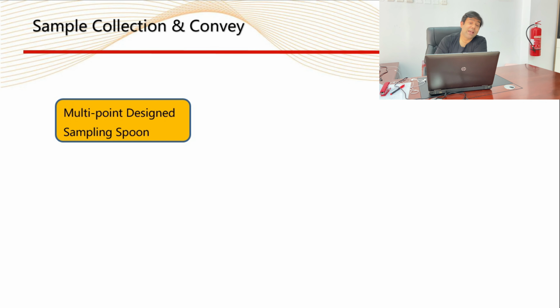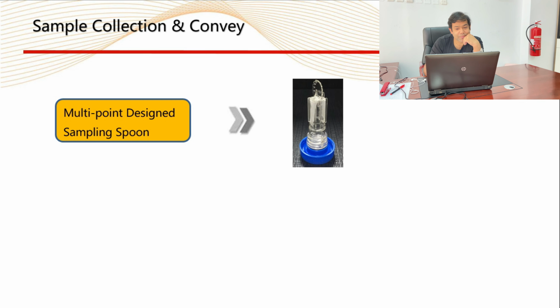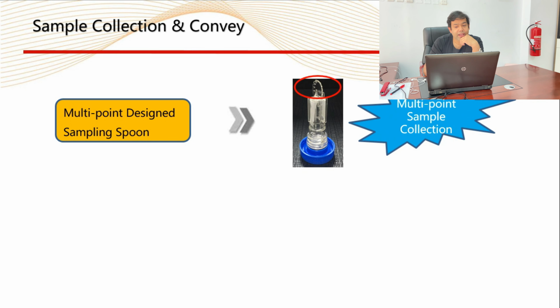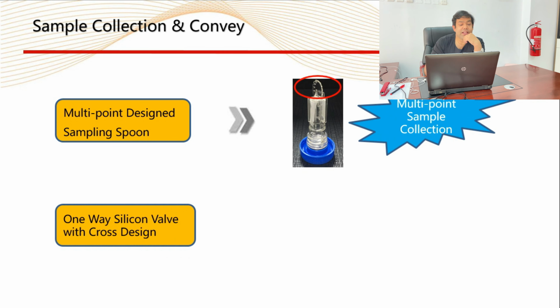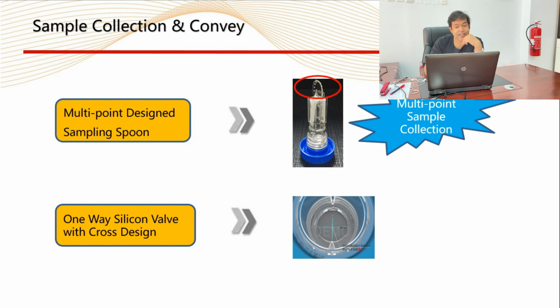Now let's talk about sample collection and conveyance. Look at the design. This is a multi-point design sampling spoon like this. And another, a one-way silicone wheel with crossed design. This is the picture.